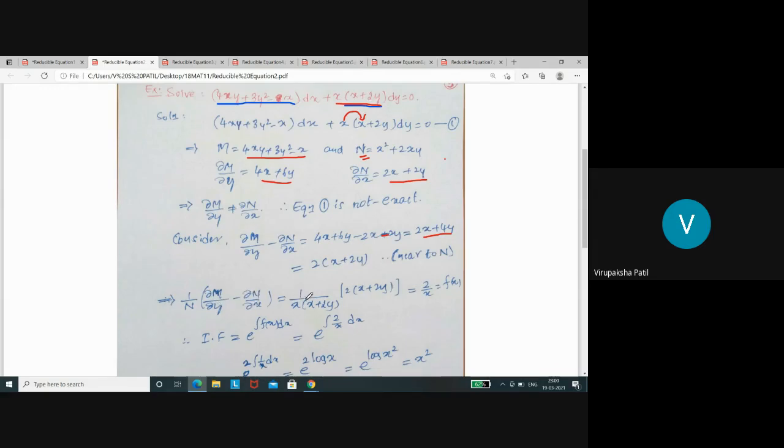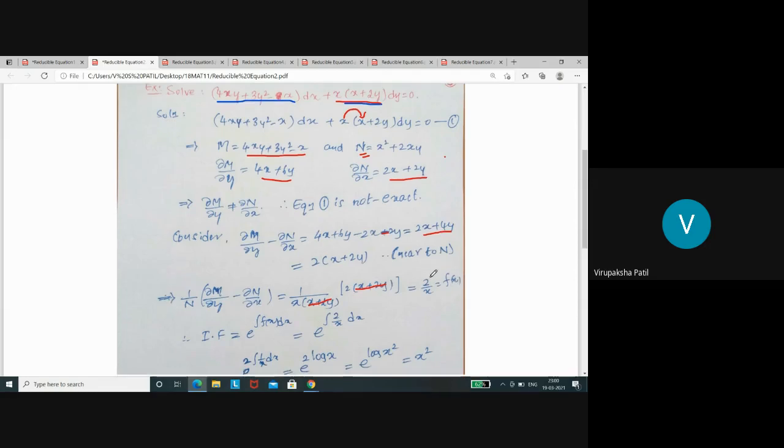That is, 1/N is 1 divided by x(x + 2y), and ∂M/∂y − ∂N/∂x is 2(x + 2y). So what happens here? This x + 2y and this x + 2y get cancelled. You will be left with 2 in the numerator and x in the denominator, so 2/x you will get. It is a purely function of x, so you can write it as f(x).